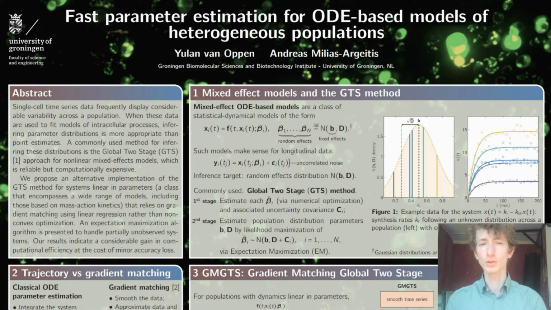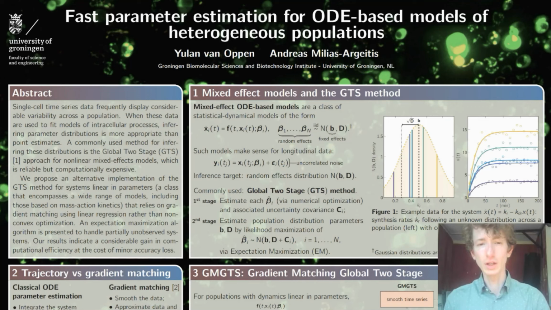Simply put, this research is about efficiently incorporating variability in parameter estimation, and considering distributions of parameters is often more appropriate than fixed point estimation when cell measurements deviate a lot. The current gold standard for inferring parameter distributions is the global two-stage, or GTS, method, which can be very accurate but relies on non-convex optimization.